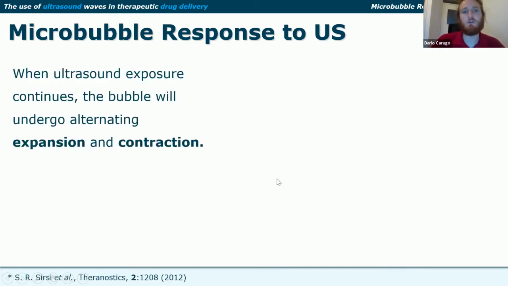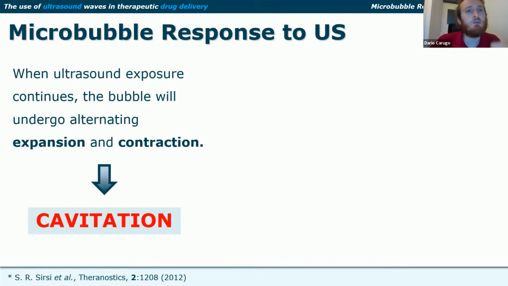When ultrasound exposure continues, the bubble will undergo alternating expansion and contraction. This response is referred to as cavitation. You may have heard about cavitation in fluid mechanics as the formation of gas bubbles when the pressure drops below the vapor pressure. That cavitation can be quite problematic because it can damage hydraulic components. In the specific case of ultrasound drug delivery, with ultrasound-responsive particles, cavitation refers to the behavior of a microbubble or of an agent upon exposure to the ultrasound.